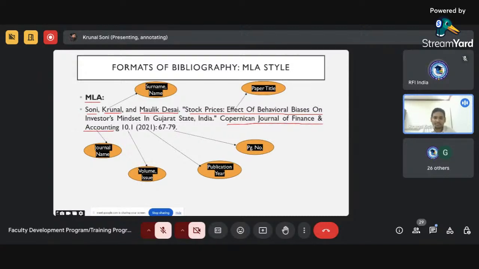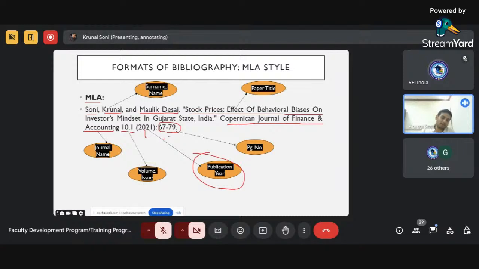This is an ABDC listed journal, category B, and this is the volume, and this is the issue number. And here it is the year of publication. Can you see this? And this is the page number. On which page? From abstract to references. This is the page number under which my paper has been covered.